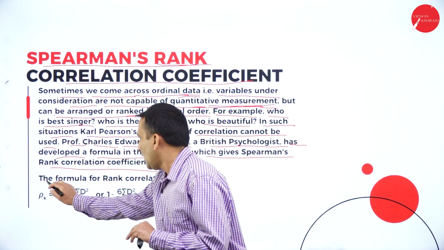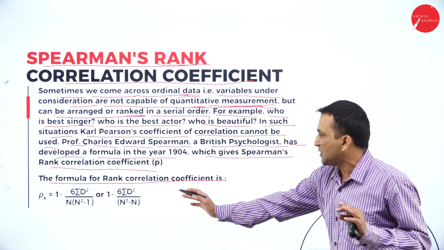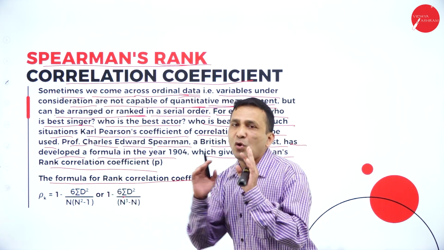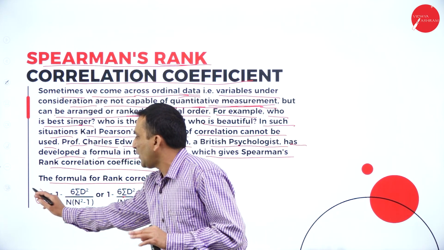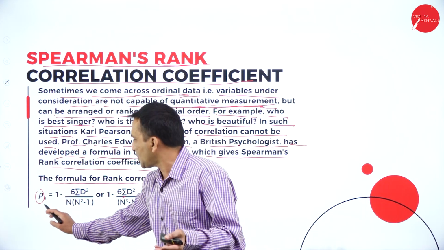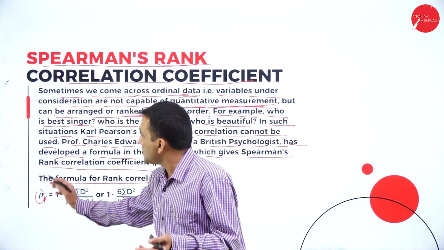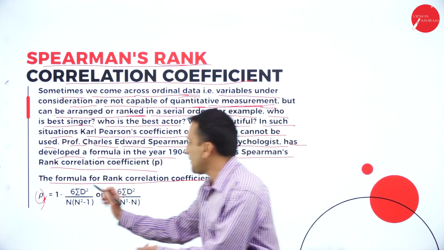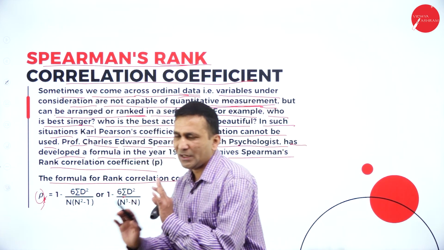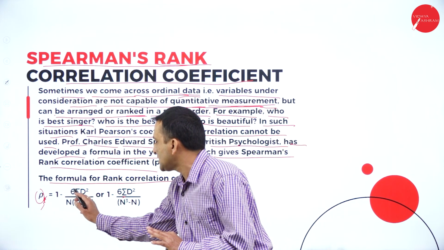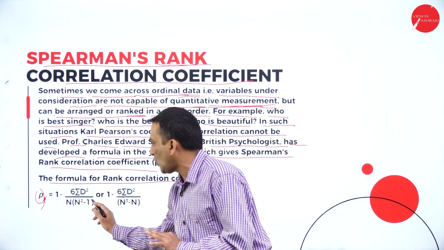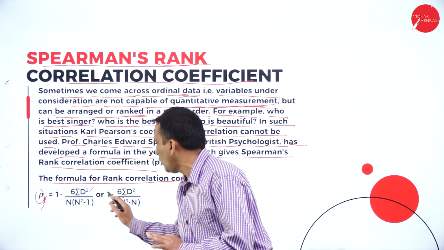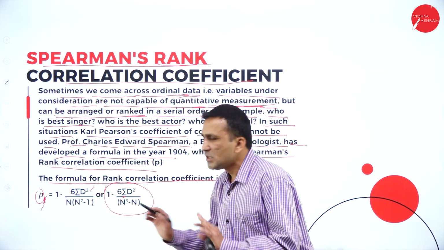Okay, very simple. The formula for rank correlation, whatever is in front of you, is for when numbers are not repeated. Here rho stands for correlation, and since we are using Spearman, we can write it directly. So the Spearman coefficient is 1 minus 6 sigma d square divided by n into n square minus 1, or you can apply this other formula. Both are similar.